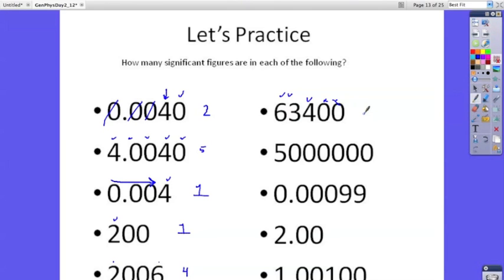So 3 significant figures. By now this one should be pretty simple. What do you think? 1 significant figure. The 5 is significant. Nothing else is significant.